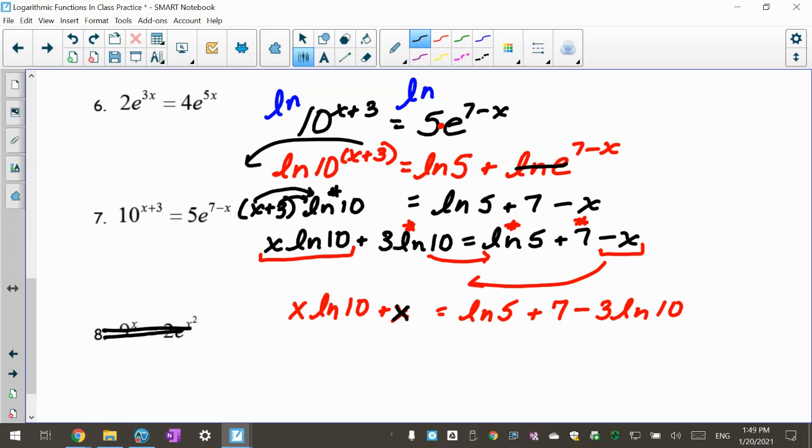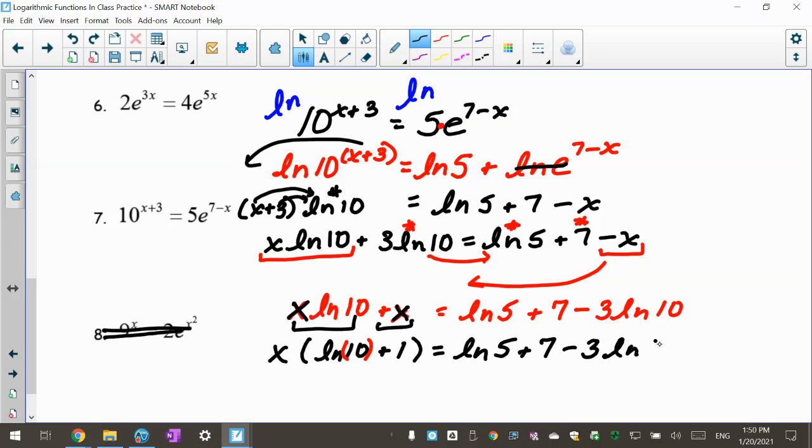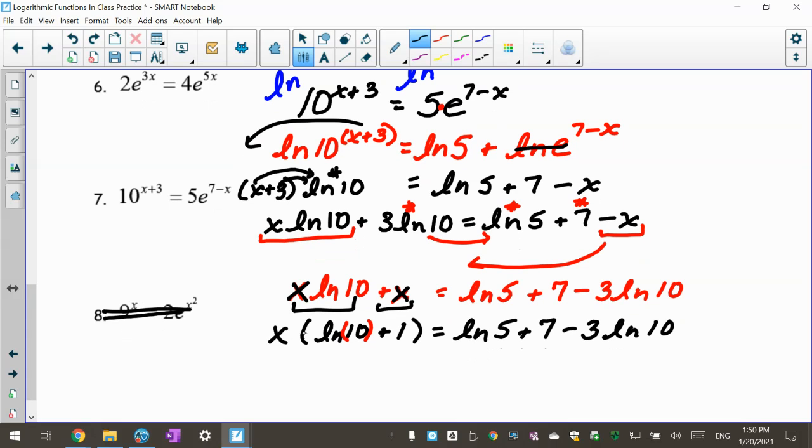Here, I still have to isolate the x, and this term has an x in it, and this term has an x in it. So here's what I'm always going to say. Factor out the x, divide by the GLOP. So if I factor the x out, I have a natural log of 10 plus 1, which is not the natural log of 11, but it's the natural log of 10 plus 1. So when you put this in your calculator, make sure there's parentheses around that. Okay, equals the natural log of 5 plus 7 minus 3 natural log of 10. Now, the x is hooked to this parenthesis by multiplication, so I'm going to divide by this whole GLOP here. You'll hear me say that. Factor out the x, divide by the GLOP. So I'm going to divide that whole side by that.